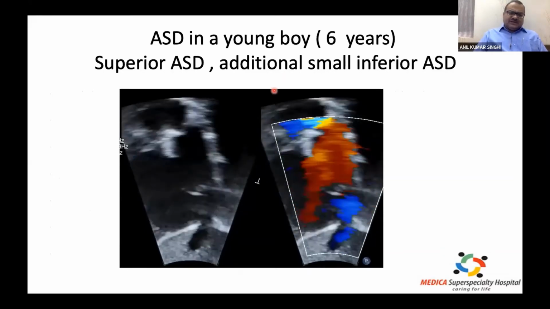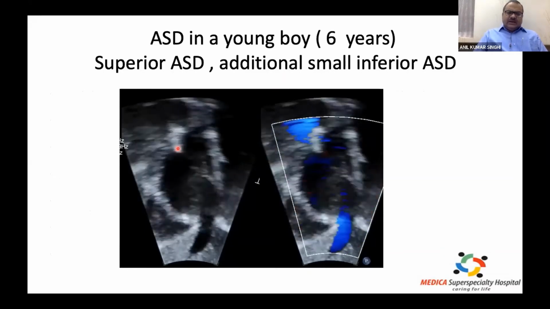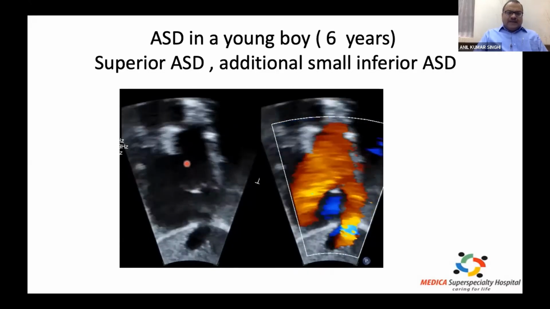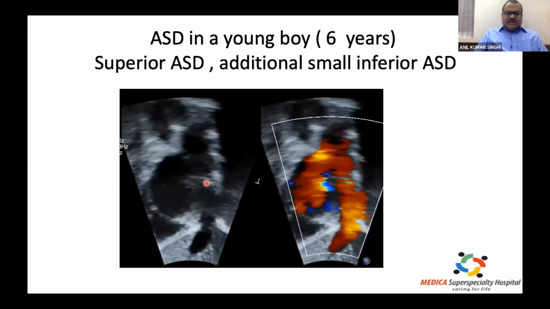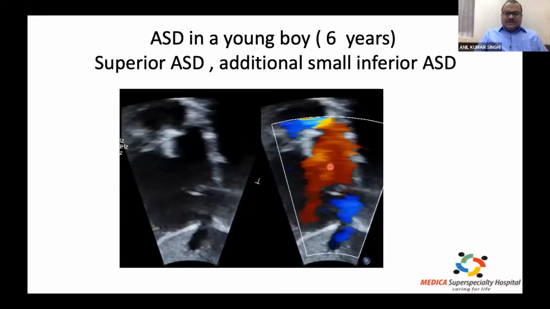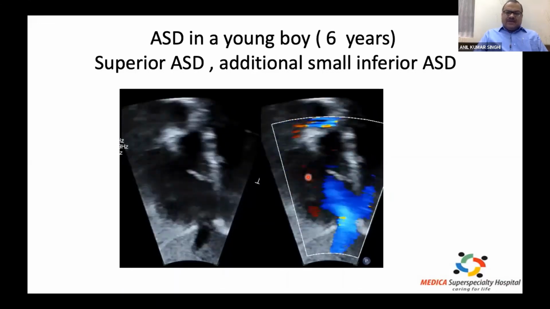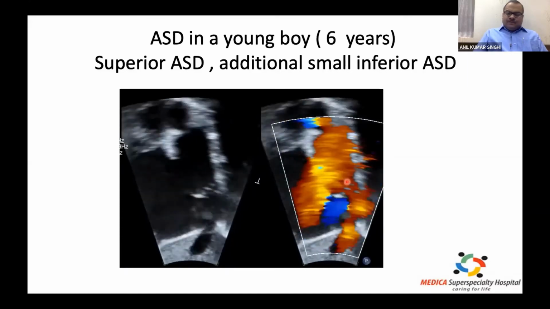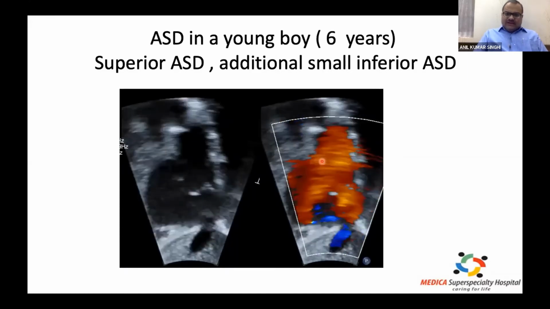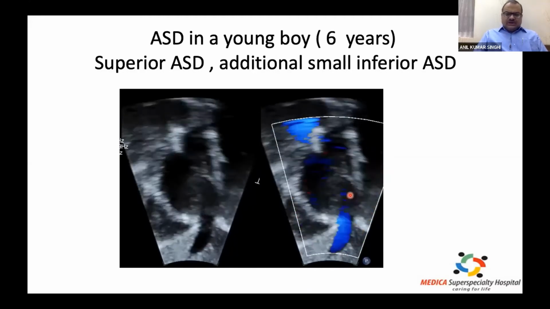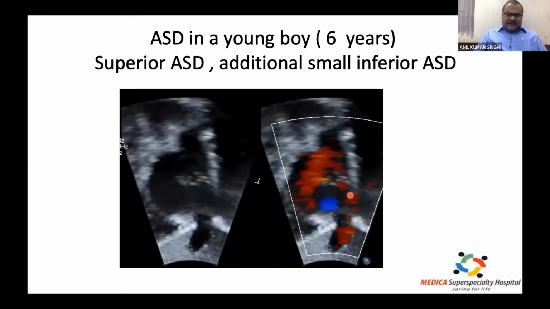So this first case I am showing, this is in the subcostal view. We can appreciate an aneurysmal inferior margin, and there are two holes. The superior one is the big hole and the inferior one is a small hole. So two issues in this small child: aneurysmal ASD and two holes with a bigger hole superiorly.